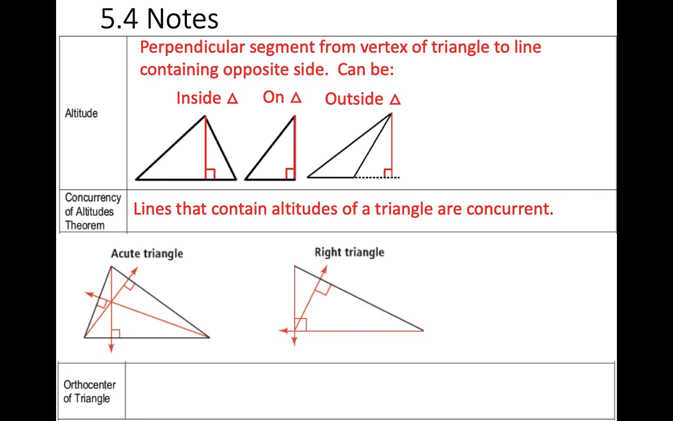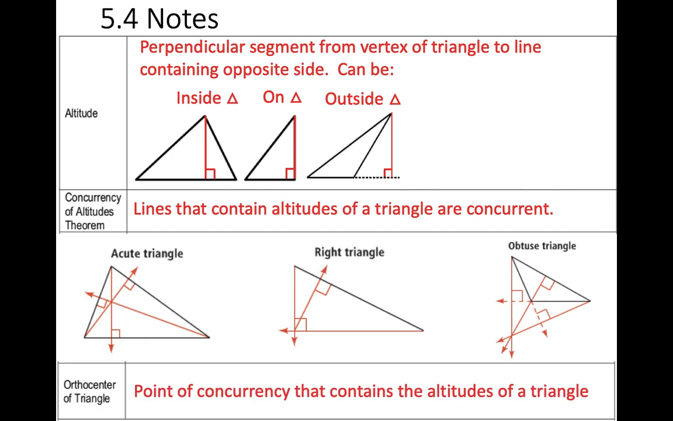If it's a right triangle, the altitudes are going to meet at one of the vertices, the vertex with the right angle, so it's going to be on the triangle. And if it is an obtuse triangle, you can see right there that they are going to be outside the triangle. So the orthocenter, which is the point of concurrency of the lines that contain the altitudes of the triangle, can be inside the triangle, for example, like this one with an acute triangle. It can be on the triangle, for example, like this one, which is on that vertex, or it can be outside the triangle, for example, in this example with this obtuse triangle.